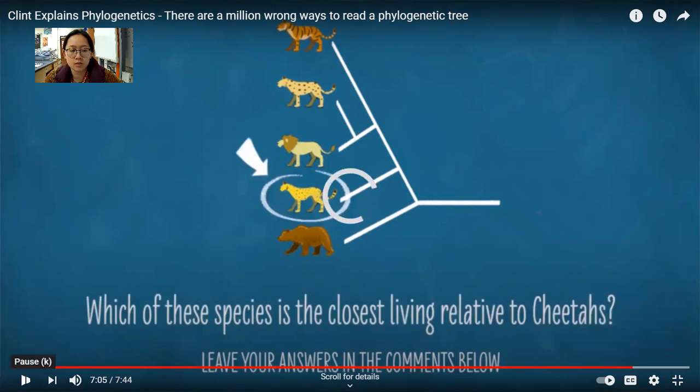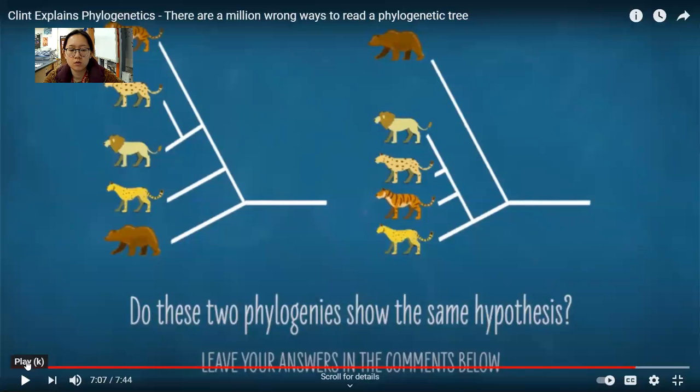And then the next question would be, if I change the order of the organisms on this phylogenetic tree, what does that say about the phylogeny? Is this the same thing or is it different? You're just looking for where the nodes are and what they're explaining.